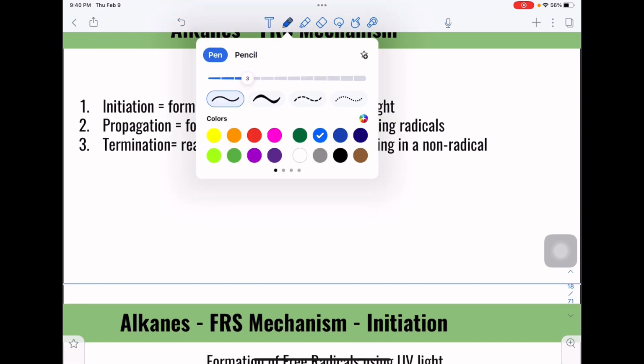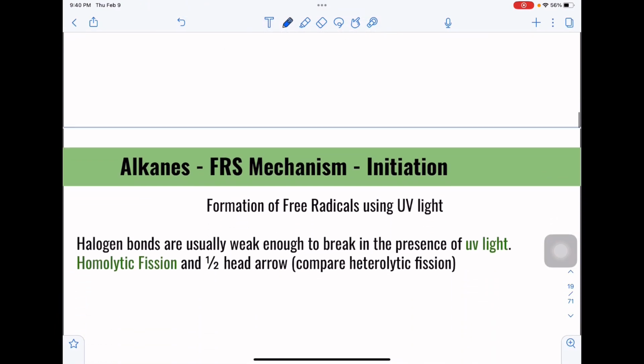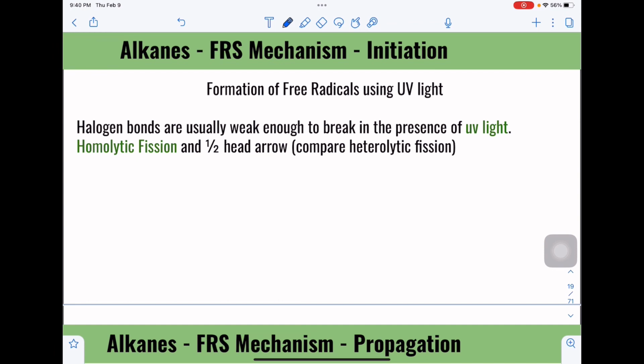mechanism, and when we do mechanisms, we have to show the movement of electrons. Okay, so the first thing that happens is we have the chlorine compound, and in the presence of UV light, chlorine gets enough energy to break down into 2 equal chlorine species. And what happens here is in the bond between the chlorine, we have 2 electrons. One of the electrons goes to one of the chlorines and the other one goes to the other, so that we form 2 chlorine radicals.